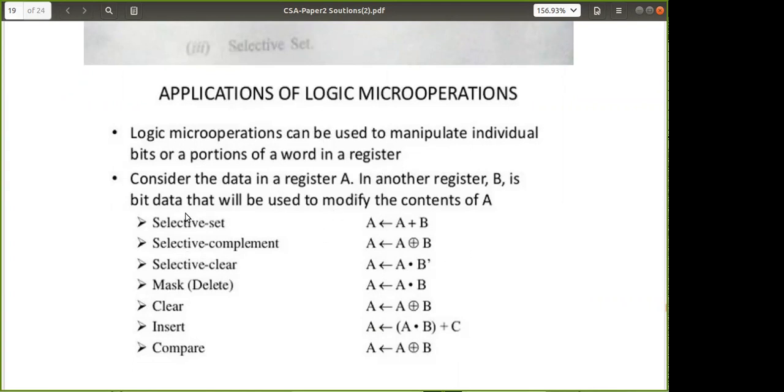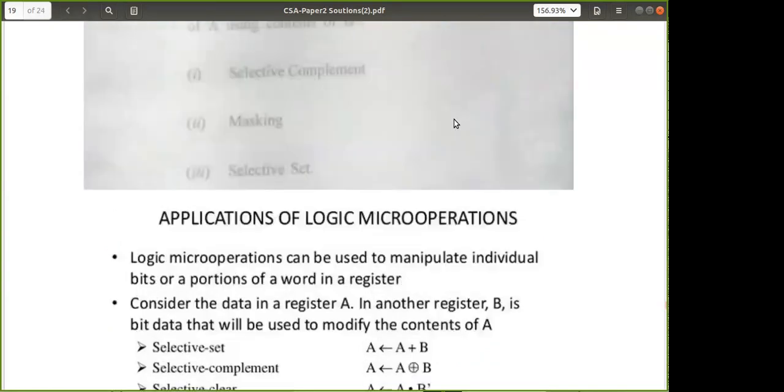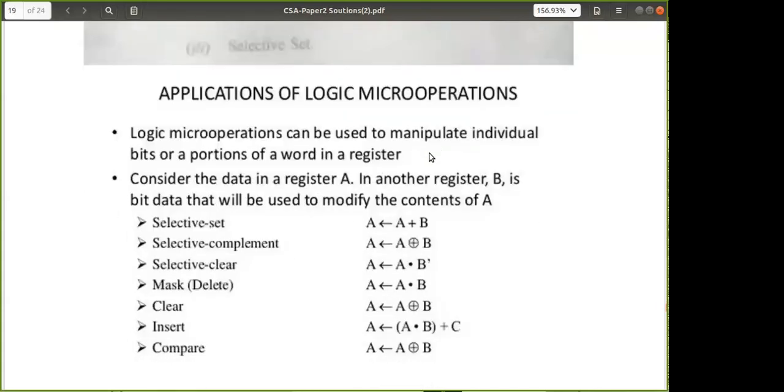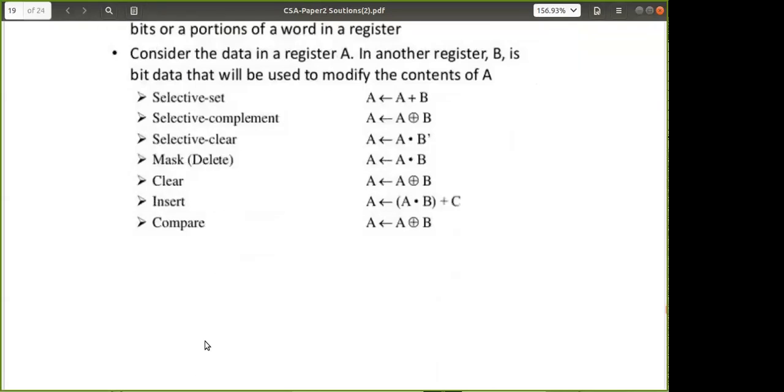So we have these kind of micro operations. For these kind of questions, you have to understand these operations, and you have to remember these values. Here it will ask only a few operations, but you have to remember all of them. So you have to understand selective set, selective complement, selective clear, mask, clear, insert, and compare.